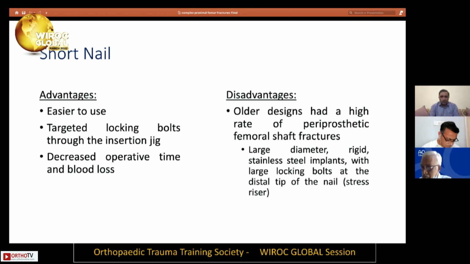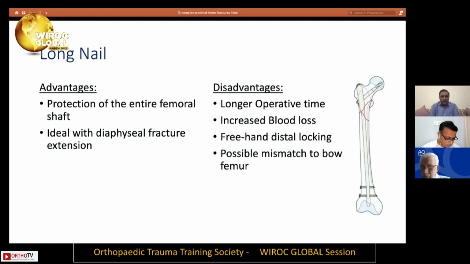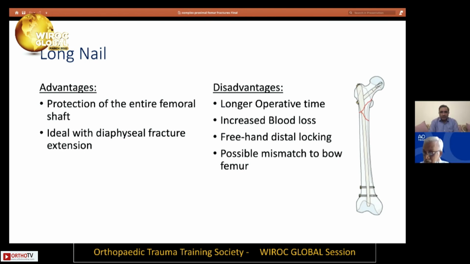But it has many disadvantages. There is a stress riser in the middle of the shaft, especially in osteoporotic bone, so it is suggested that there is a higher risk of periprosthetic fracture. A long nail has a few advantages over the short nail. It provides protection of the entire femoral shaft. It's ideal when there is an associated diaphyseal fracture.